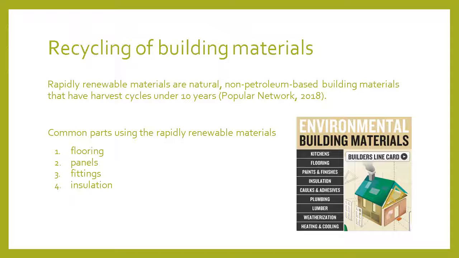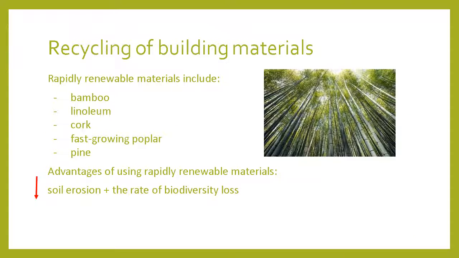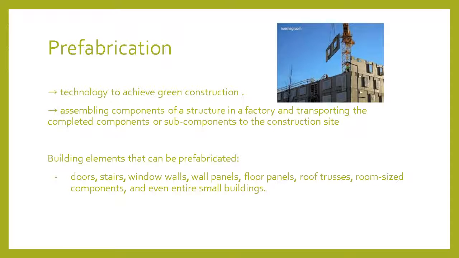Flooring, panels, fittings, and insulation are the 4 common parts using rapidly renewable materials according to BEAM Plus requirements. Bamboo, linoleum, cork, and pine are the most commonly used rapidly renewable materials, and they help reduce soil erosion and reduce the rate of biodiversity loss.